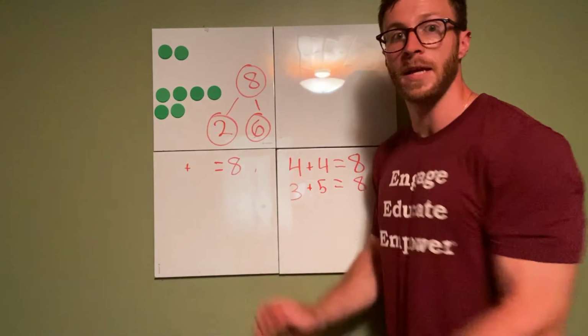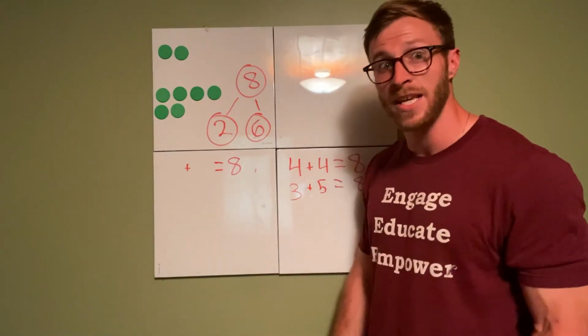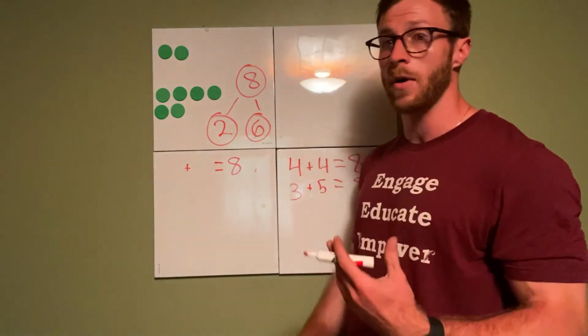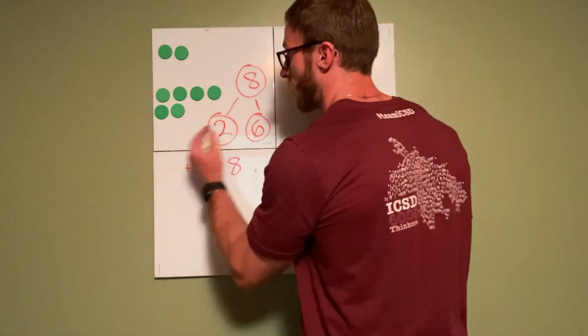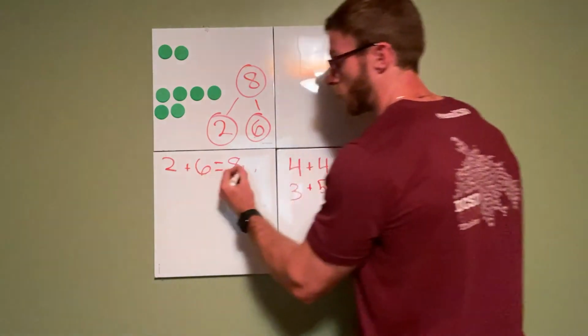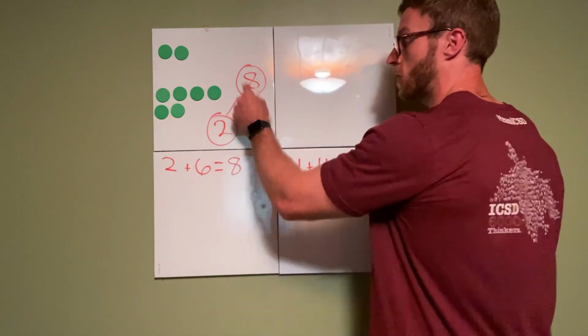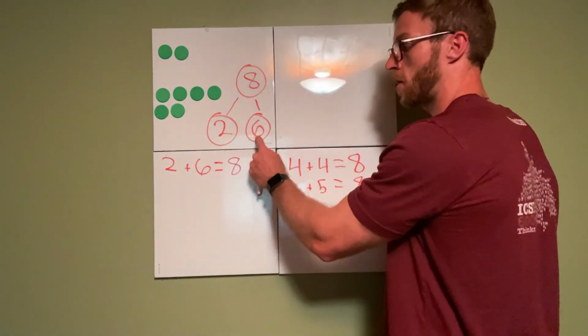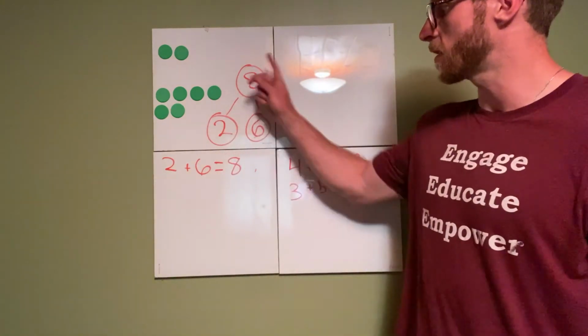And it must still equal 8 because I didn't even take any off my board. I just moved them around. So I know I still have 8 on my board. So I can do 2 plus 6 equals 8. Part plus part equals whole. 2 plus 6 equals 8.